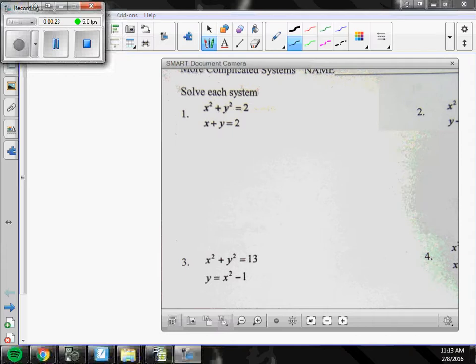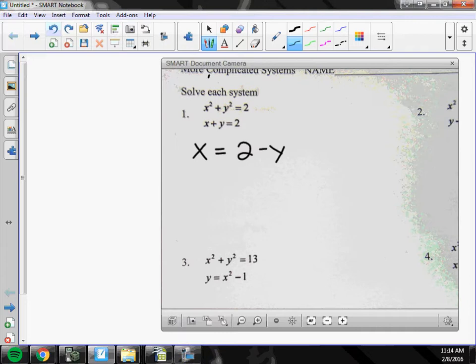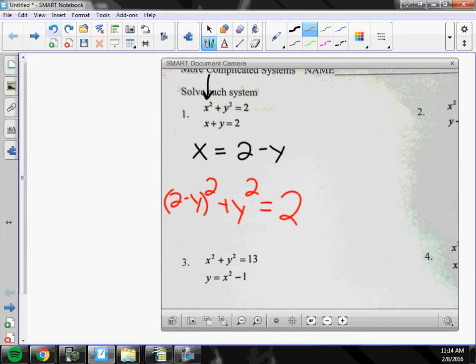So I'm going to subtract y, x equals 2 minus y, and I'm going to plug that in right here. So (2 minus y) squared plus y squared equals 2. Everybody get that?